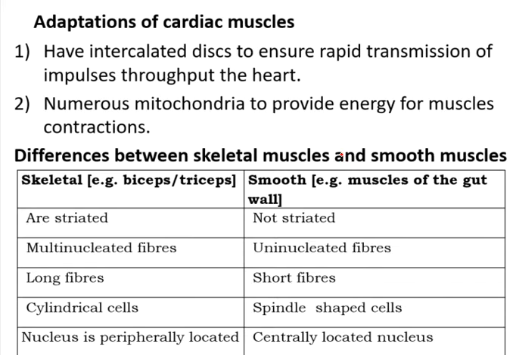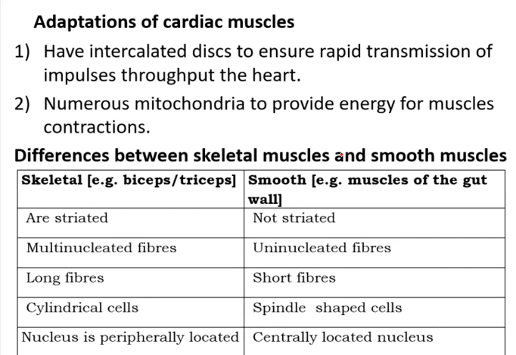Differences between skeletal muscles and smooth muscles. For skeletal, we have an example, the bicep muscles and the tricep muscles. For smooth, we have the muscles of the gut wall. Skeletal muscles are striated because they have striations, but the smooth muscles lack striations. Skeletal muscle fibers are multinucleated, meaning they have many nuclei. The smooth muscle fibers are uninucleated, they have a single nucleus.